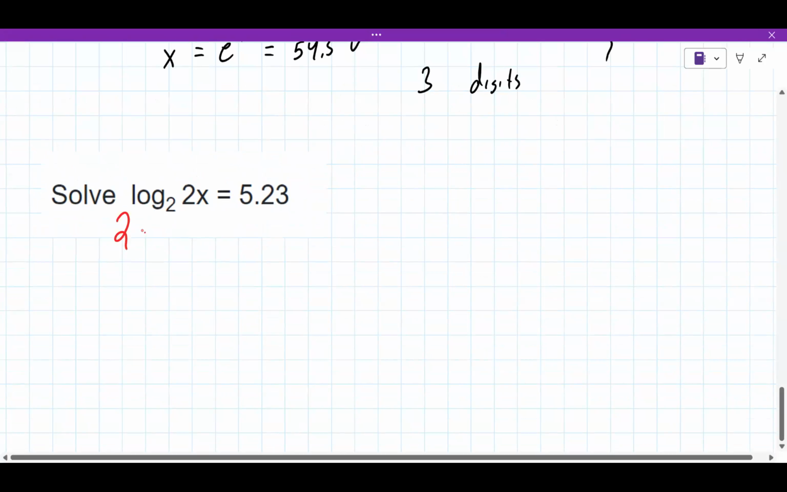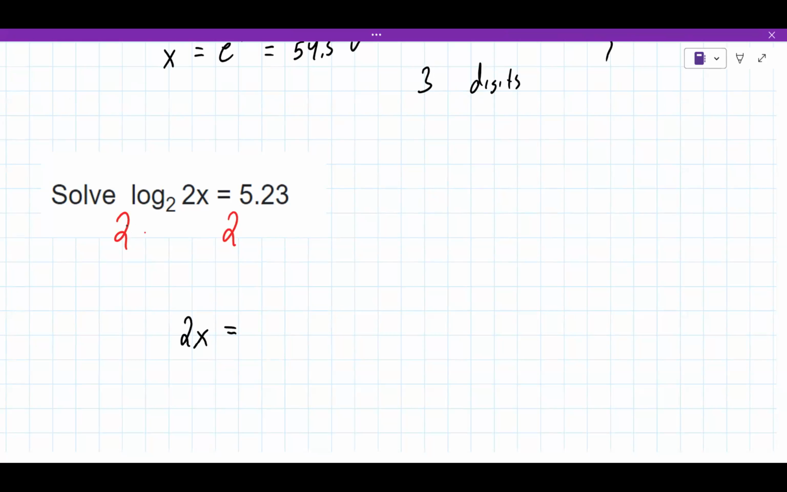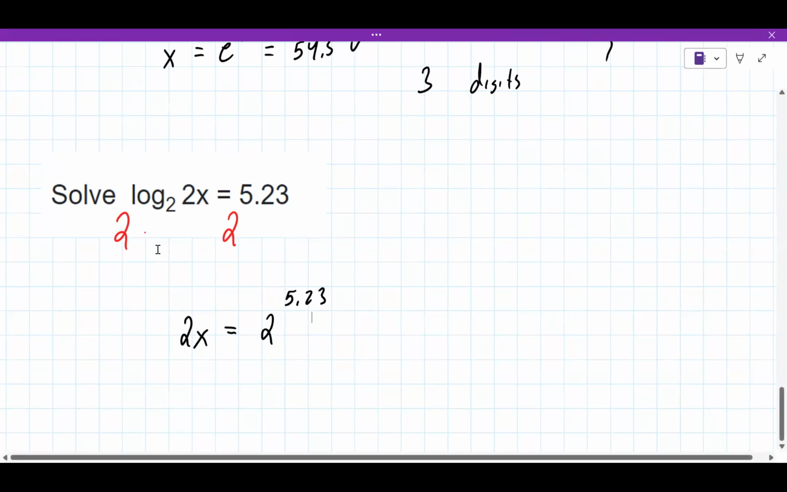You use a 2 here and a 2 here as the base because you have to undo this base of 2. So whatever this is, you put down here as the base. Okay, so the left side becomes just 2x. The right is 2 to the power of 5.23. Is that clear? This 2 undoes that log base 2. Yes. At least like that you can see where the 2x is coming from.